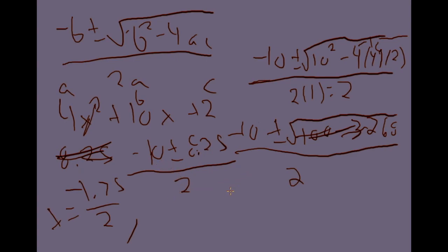negative 18.25 over 2. Okay, and you could reduce this fraction and everything, but that's just what we have for now. And as you know, these will be your x-intercepts. So at those points on the x-axis is where y will be 0. At these points, y will equal 0.